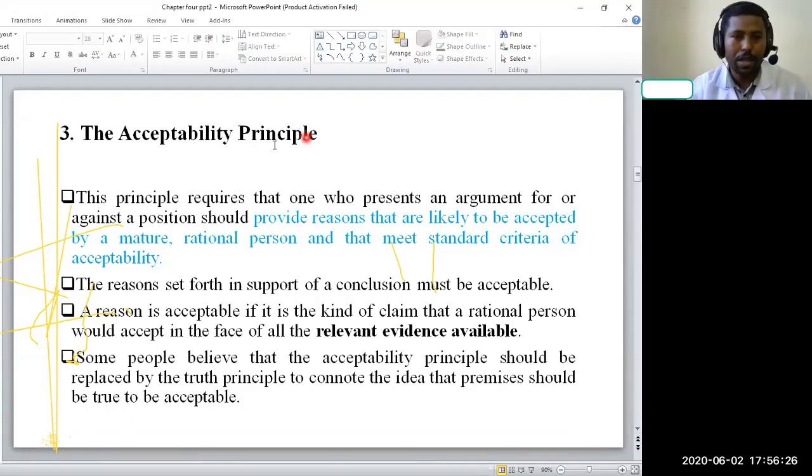But simply, acceptability principle refers to making our premises acceptable in the eyes of others to accept our conclusion. What makes it acceptable is the relevant evidence. Of course, all principles are reinforcing each other. They are part and parcel of each other.